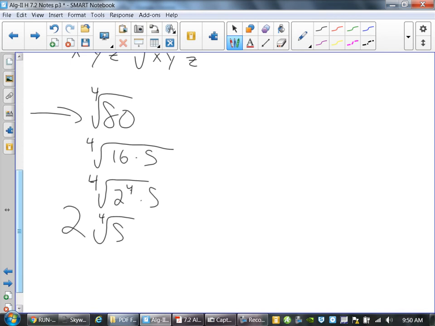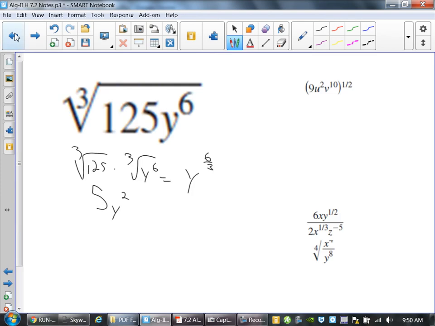Anytime you get even numbers underneath the radical, see if you can write it as a base 2 combination. 80 was 16 times 5. 16 is 2 to the 4th. You're going to be able to use this trick of the division with the exponents to simplify your radicals. It's a really, really nice shortcut. Let's try it a little bit.